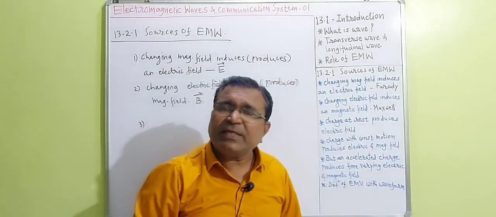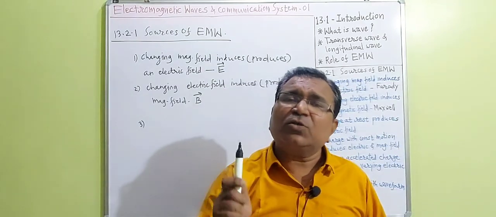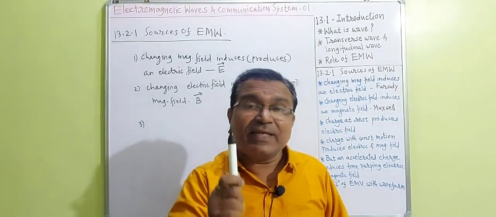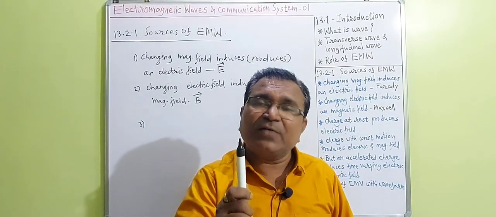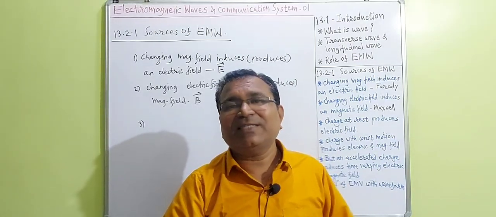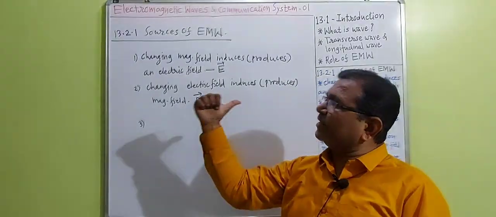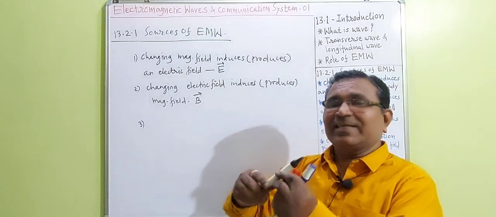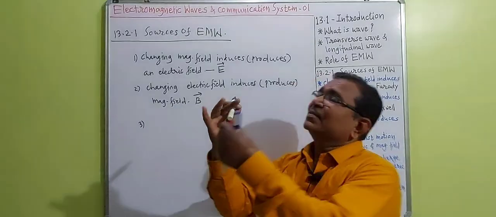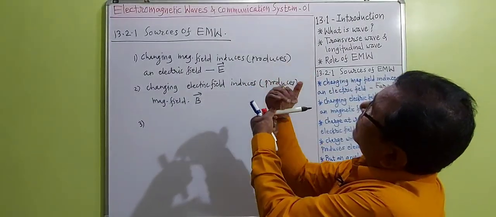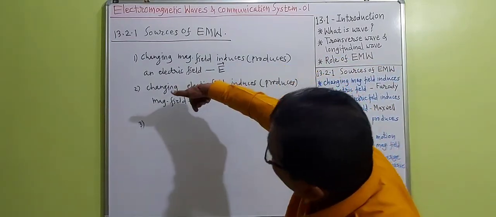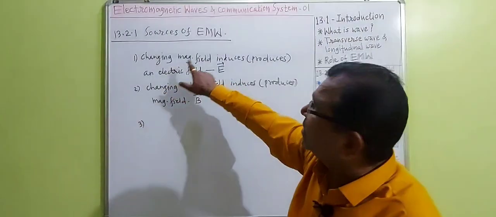From the two experiments we have also drawn another most important conclusion, dear students. This electric field vector and magnetic field vector are perpendicular to each other. See here, in the second diagram, the electric field is like this, magnetic field is like this. In the first diagram, magnetic field is like this and electric field is like this. So magnetic field and electric field are perpendicular.